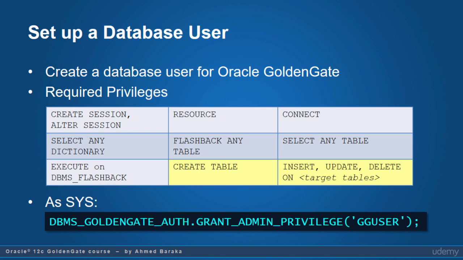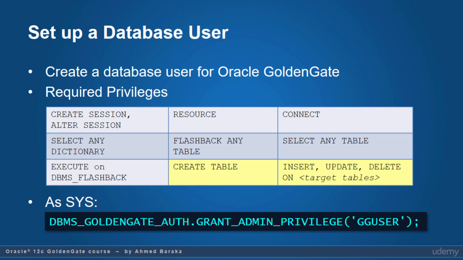Golden Gate needs a database user credential to connect to a database. It is recommended to create a database user dedicated to Oracle Golden Gate. The slide is showing a table of the privileges that should be granted to the user. The privileges that are shaded in yellow in the table are needed in the target system.